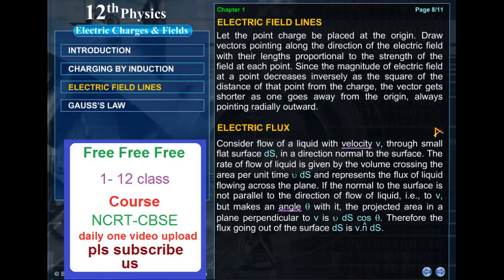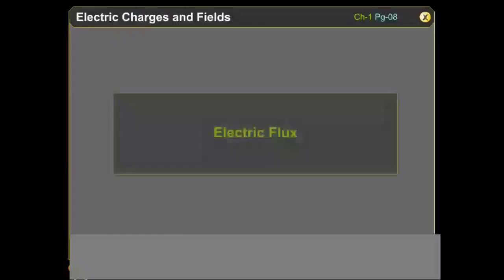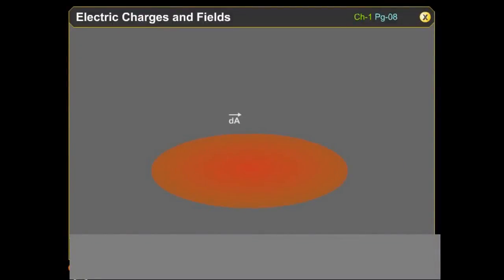Electric flux. Electric flux, the product of area dA and the component of electric intensity E cos theta normal to the area, is the electric flux.